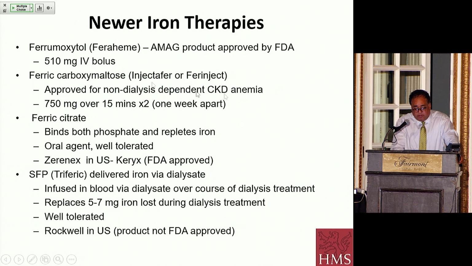Where are we going with iron? There are newer iron therapies, and I'm not going to spend a lot of time, but there are these 4 new class of agents that are out there. Intravenous iron for the first 2, ferric citrate, which is an oral form of iron, where it also binds calcium, which also binds phosphorus.